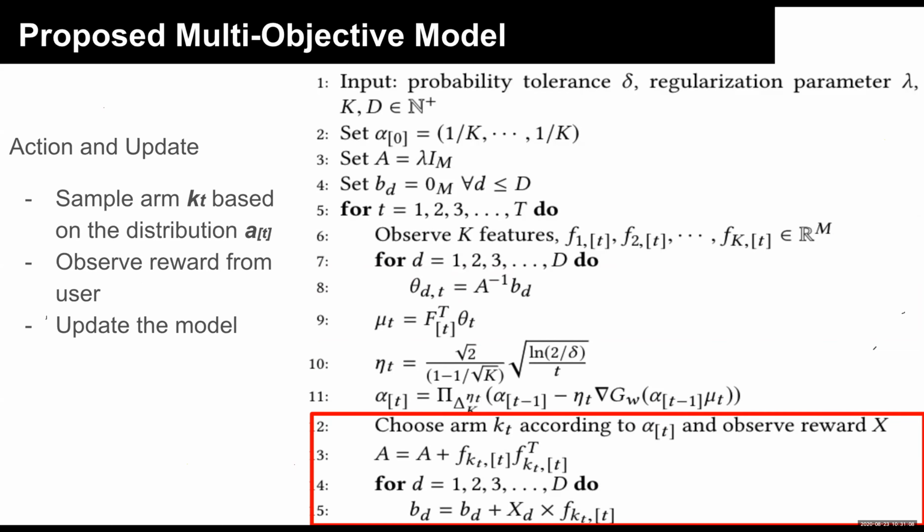So essentially, this is what's going on. We start with a uniform probability distribution to sample arms from, and we observe some features. These are the context features. We make predictions for each of the objectives. We're not just predicting one reward, we're predicting rewards for each of the D different objectives we have. Using that, we sample an arm and then observe a reward. And then based on how well we did, we go back and update the model.